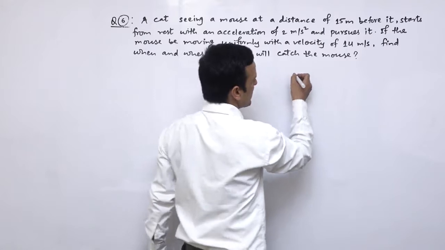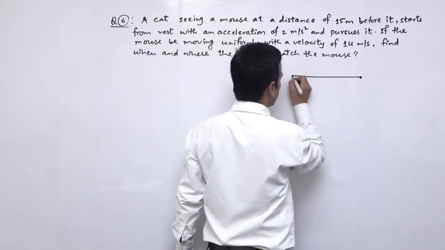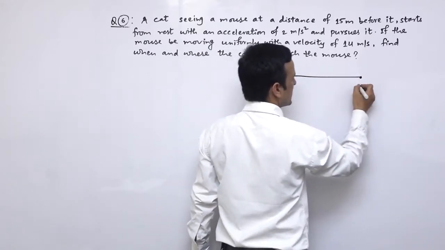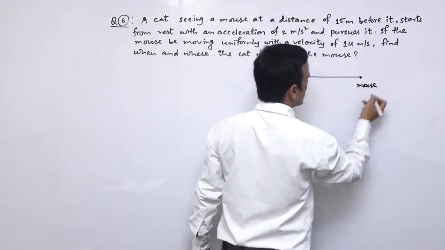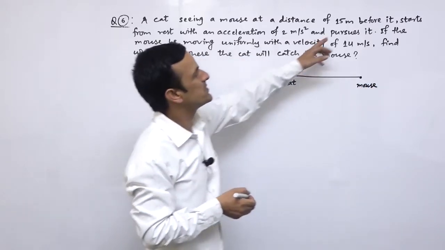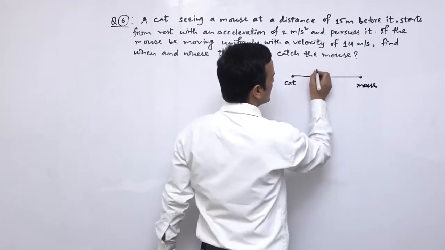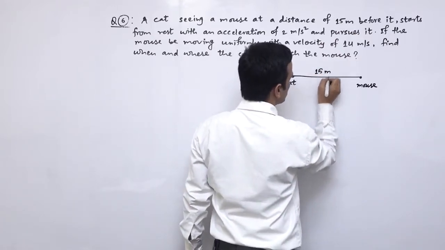Cat ra mouse ko ismā race thyo. Yo race ma, here is cat and here is mouse. So cat le mouse lai 15 meter ko distance ma dekheko cha. So this distance is 15 meter.